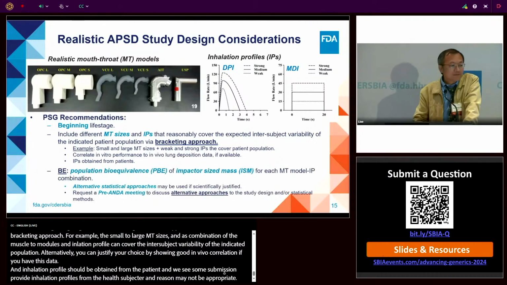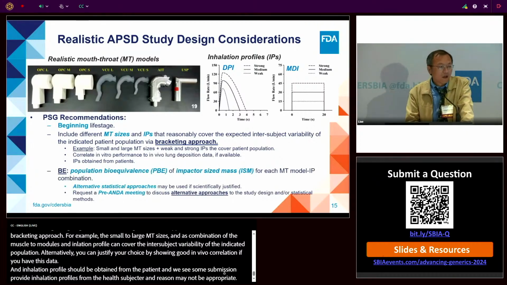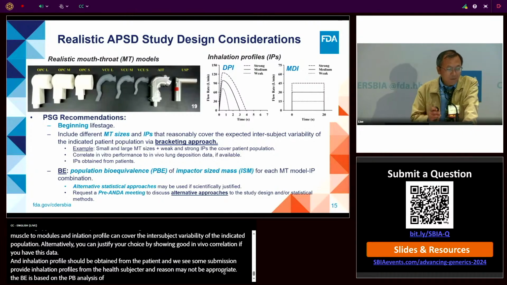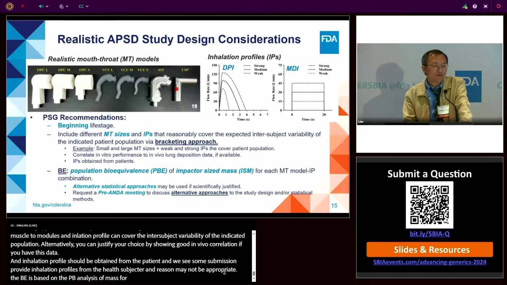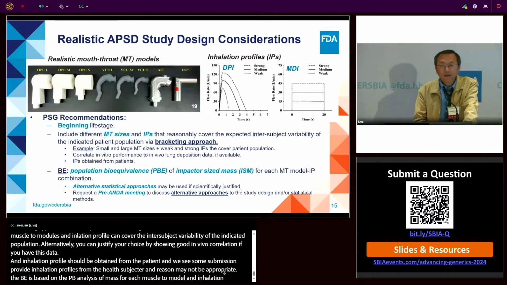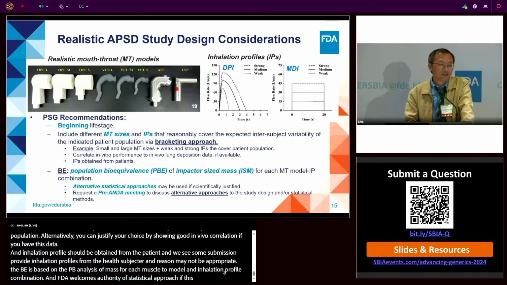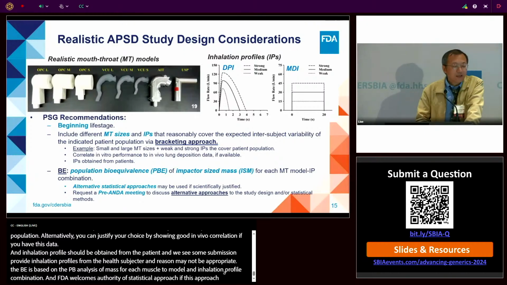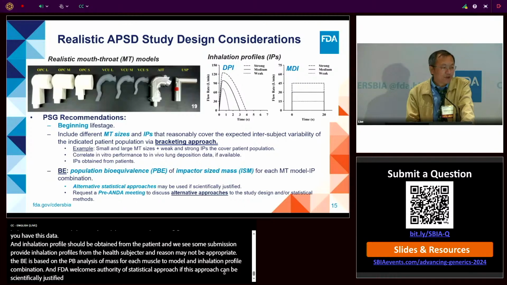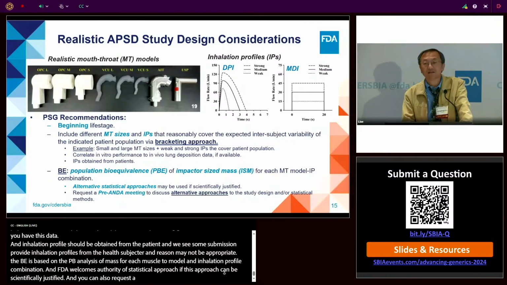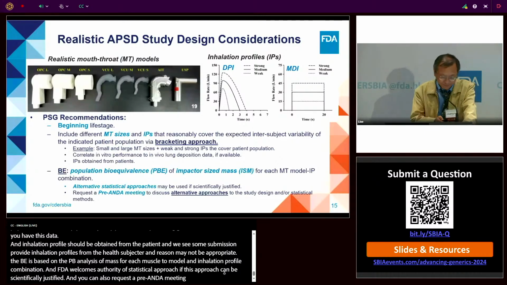The BE is based on the PBE analysis of the impactor size mass for each mouth-throat model and inhalation profile combination. FDA welcomes an alternative statistical approach if it can be scientifically justified. You can also submit a pre-ANDA meeting request to discuss your proposed statistical approach.